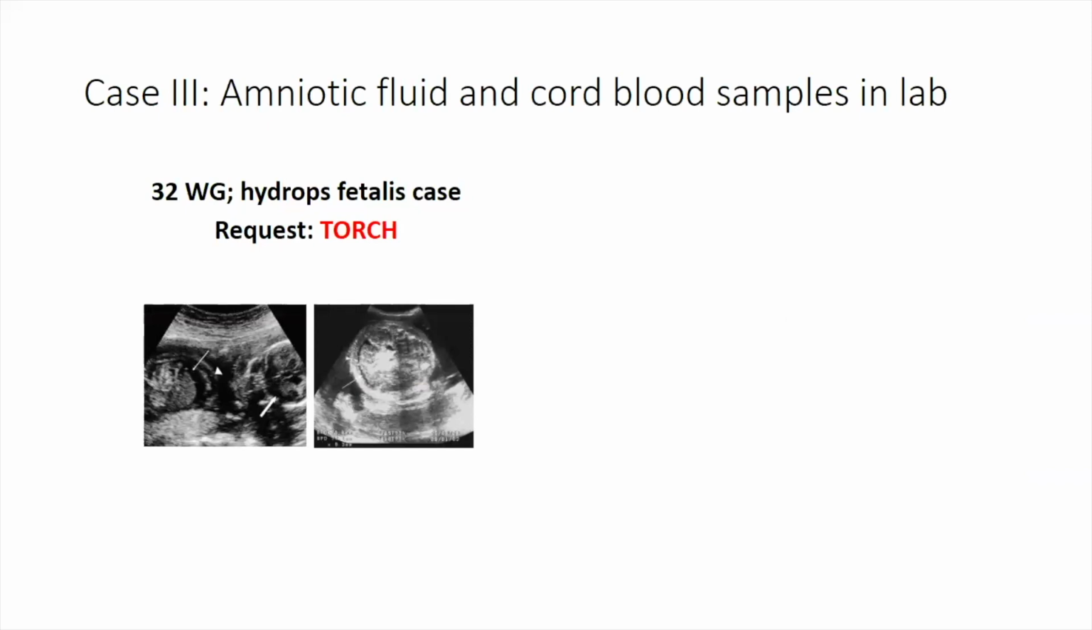So, third patient. I was in the lab, and the scientist brought me 2 samples. One is labeled amniotic fluid and one was labeled cord blood. And the request on them says 32 weeks pregnant, hydrops fetalis, and request viral screen TORCH. I hate the request of TORCH, because what do they mean? What are they suspecting? So the lab personnel were asking me, what do you want us to analyze these samples for?